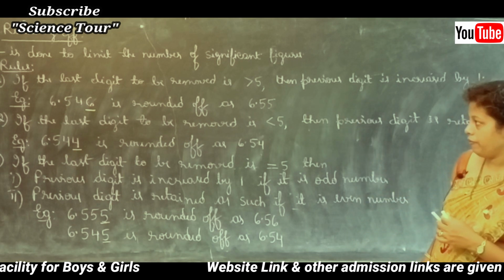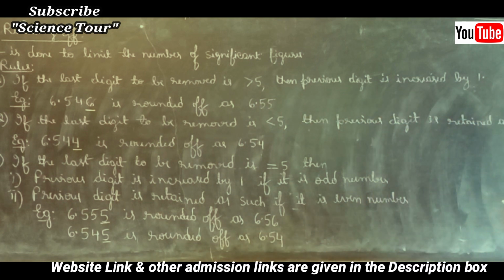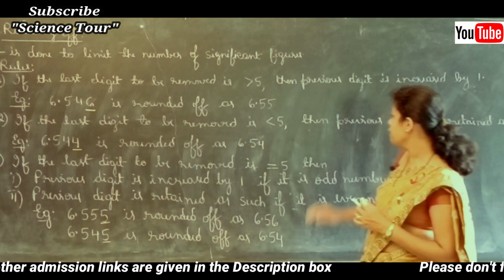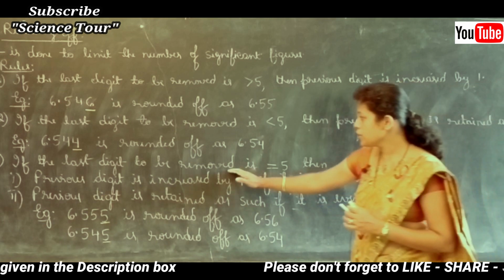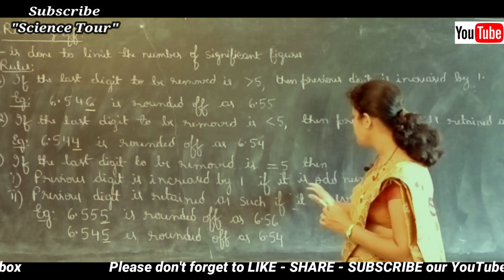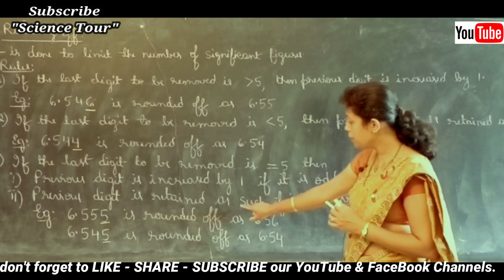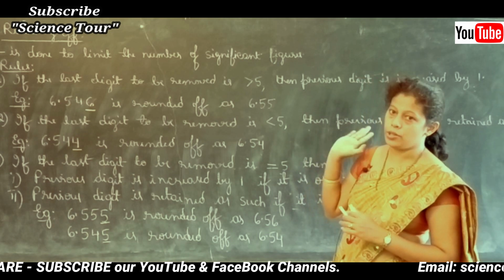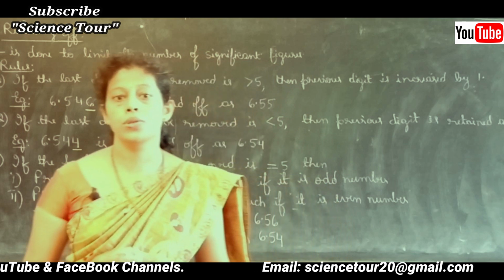For that you can do rounding off. If the last digit to be removed is greater than 5, the previous digit is added by 1. If it is less than 5, the previous digit is kept as it is. If it is equal to 5, the previous digit is increased by 1 if it is an odd number, and if the previous digit is an even number, it is kept as it is. So all these are the rounding off rules.